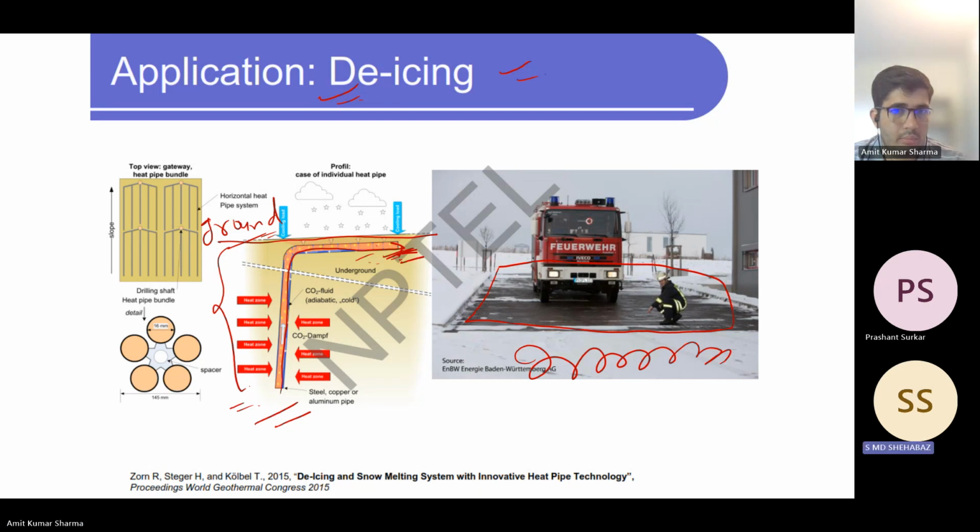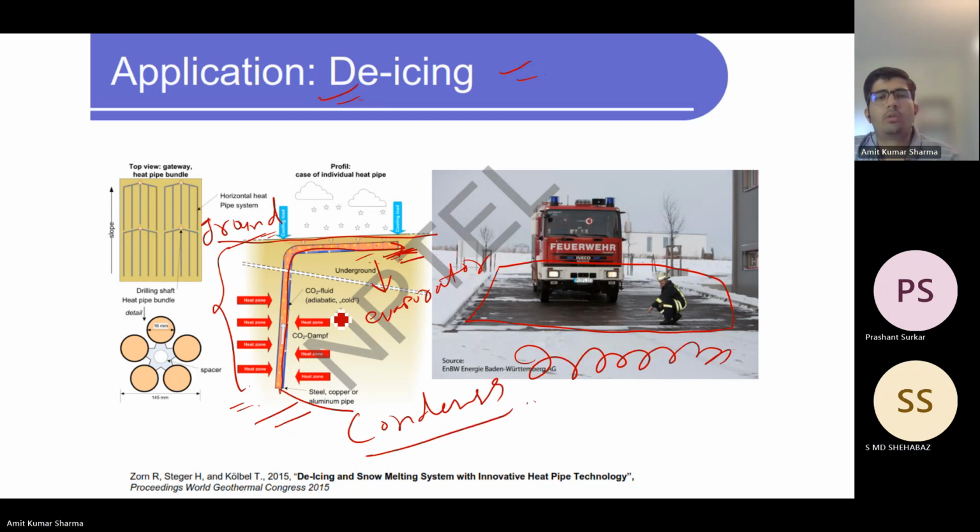Top one will be the evaporator, sir, and bottom will be the condenser. You are saying this one will be the evaporator. Yes, sir. And this one will be the condenser. So what is happening in the evaporator? What is the evaporator doing? Heating, sir. Heating the pipe, so that the ice upon the surface is going to melt, sir.